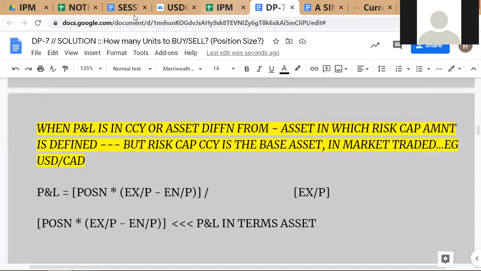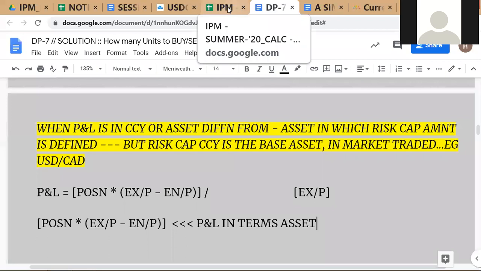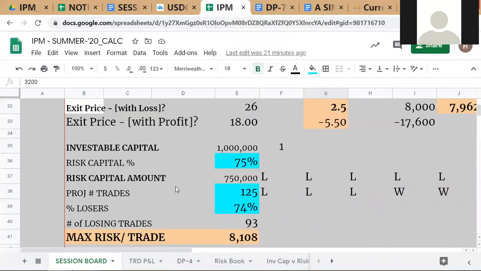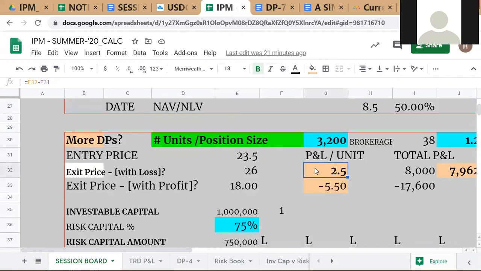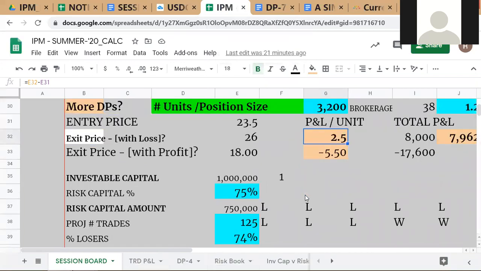Because remember what is happening, what are we doing in terms of our calculations? What we are doing is we are deriving our risk, maximum risk per trade. This figure is derived in the currency in which your risk capital is denominated. This is a US dollar figure. Now suppose you are trading Japanese yen here. This is the same kind of example, like the example that Siddharth had given also. If you look at the Siddharth example.